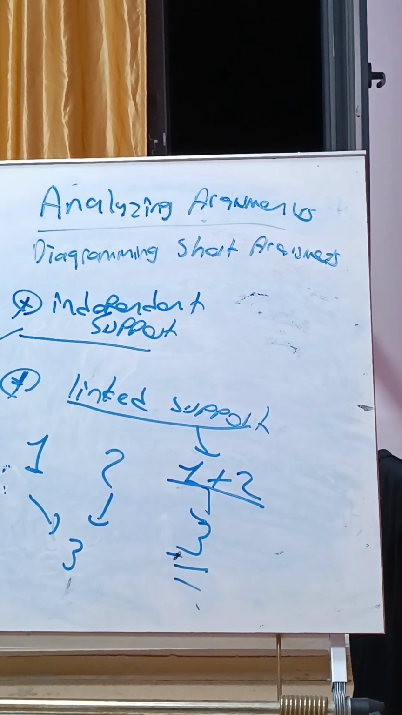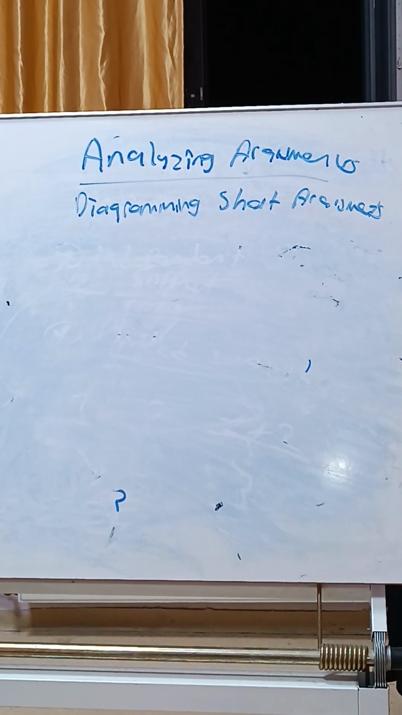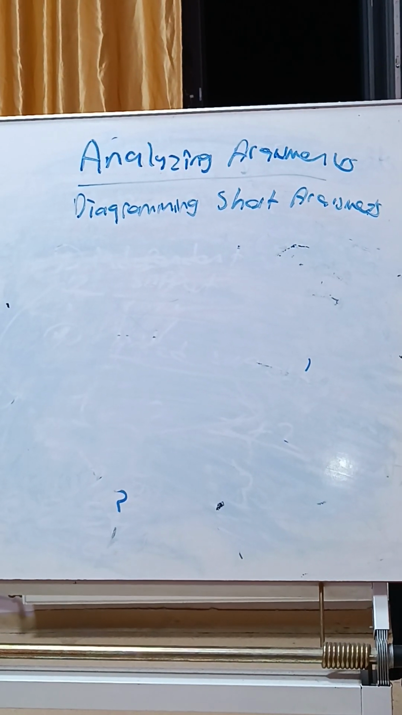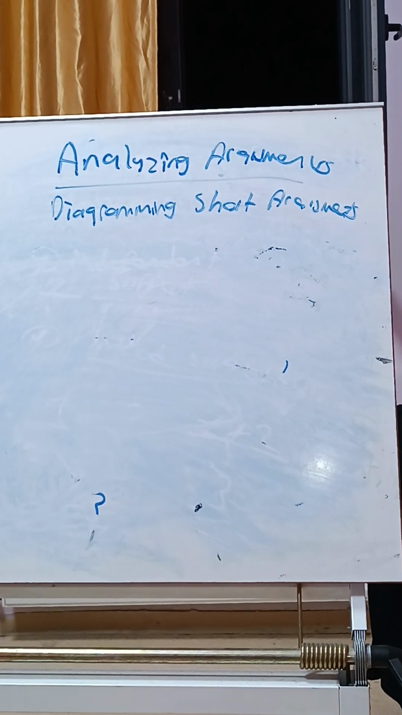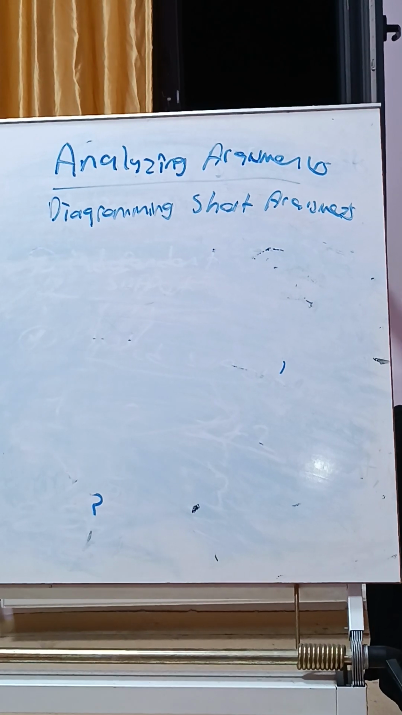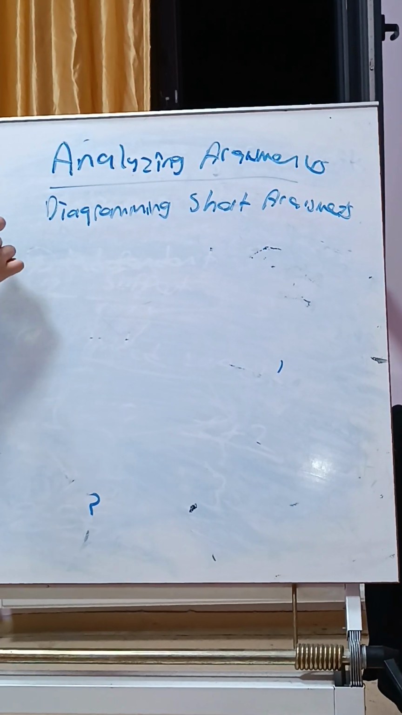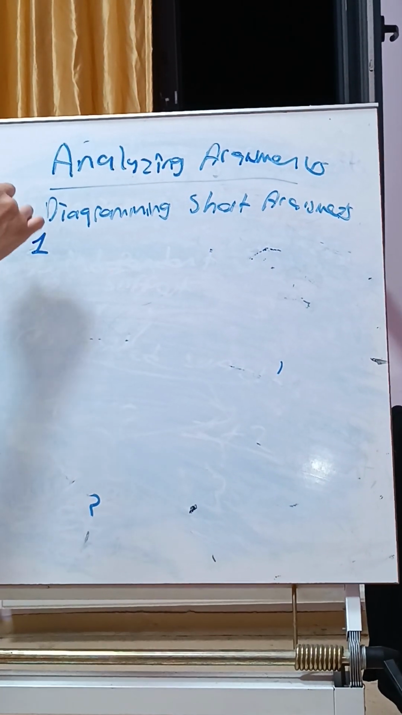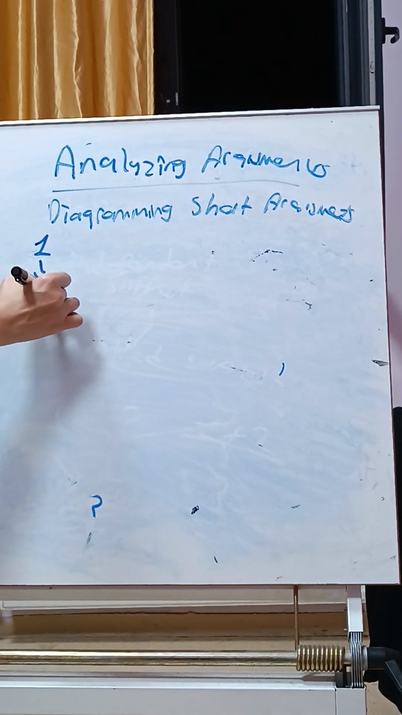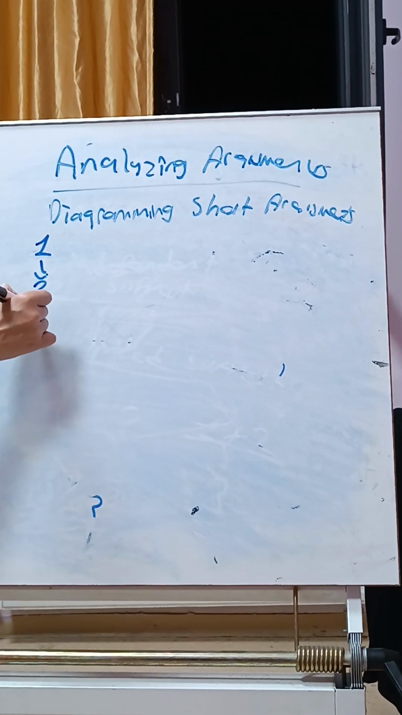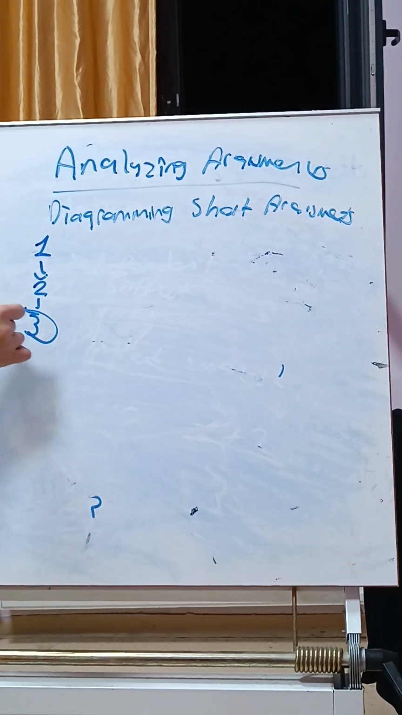This is linked. And thirdly, two premises are independent if neither premise would lose any power to support the conclusion if the other premise were removed. For example, first sentence, Agatha is a mother, and then Agatha is a noun, and therefore Agatha is a female.